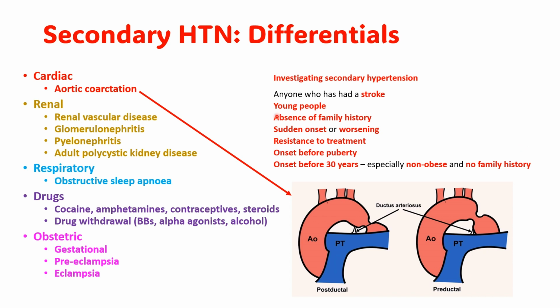Okay, and then when you're investigating secondary hypertension, you want to be suspicious of anyone who has these features. So anyone who's had a stroke, young patients, an absence of family history, sudden onset or worsening hypertension, treatment resistance, onset before puberty, and then an onset after 30 years, especially non-obese and no family history of hypertension.